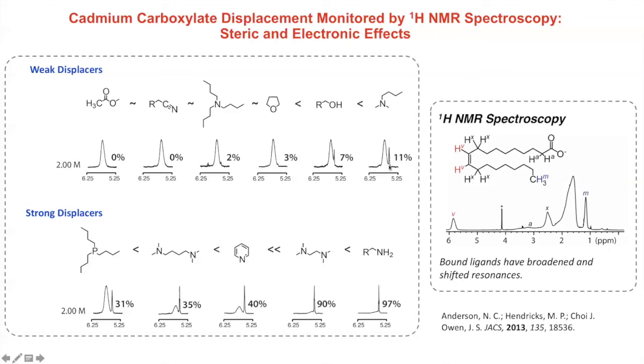So here at the shoulder is the free vinylic hydrogen of some displaced cadmium oleate in the presence of this donor. And as you go to the right, the amount of this species free in solution increases, and correspondingly, the amount of the broad signal corresponding to ligands bound to the particle decreases. So you can pretty clearly see qualitatively the relative ordering of the displacement potency of these molecules.